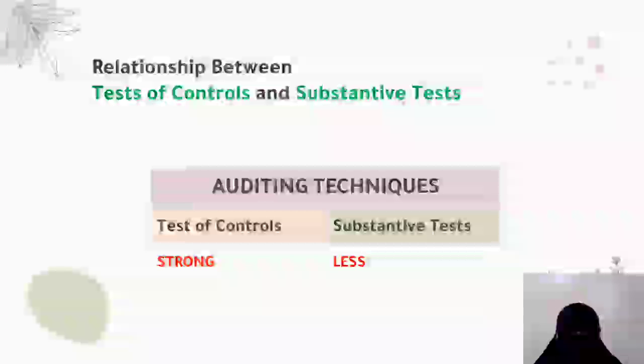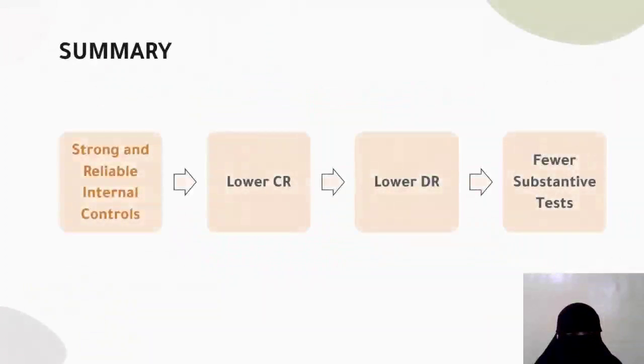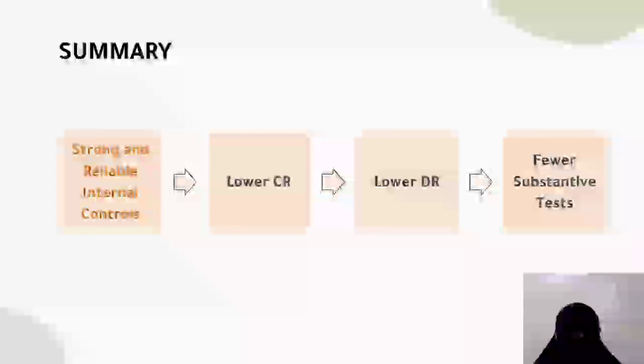In summary, the more reliable the internal controls, the lower the control risk probability. That leads to fewer substantive tests being required because substantive tests are labor-intensive and time-consuming. They drive up audit costs and exacerbate the disruptive effects of an audit. Thus, management's best interests are served by having a strong internal control structure.